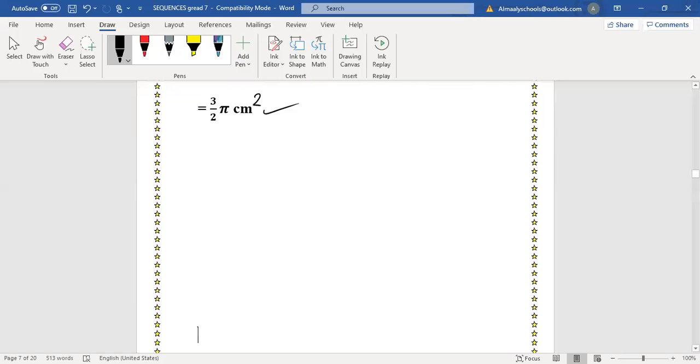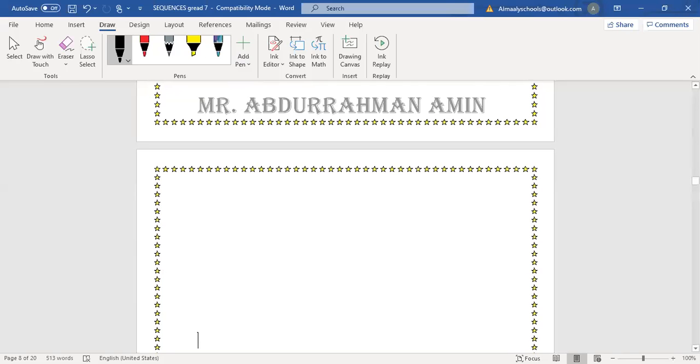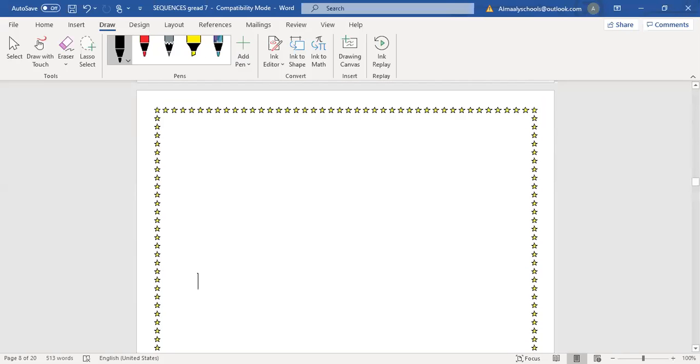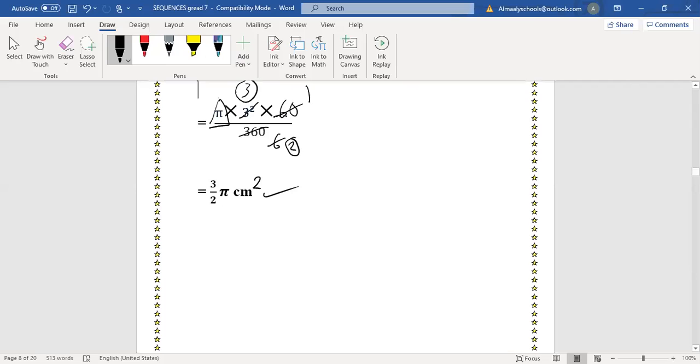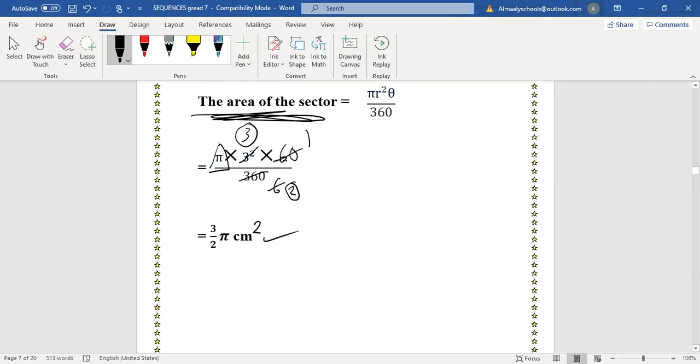Why do we multiply 3 over 2 by pi? No problem to multiply 3 over 2 by pi. Use your calculator to multiply. If we ask you to find the answer to two significant figures, two decimal places, one decimal place, or the nearest whole number, multiply 3 over 2 by pi and find the value. You can multiply 3 over 2 by pi using your calculator. No problem. Is it hard, my sons?